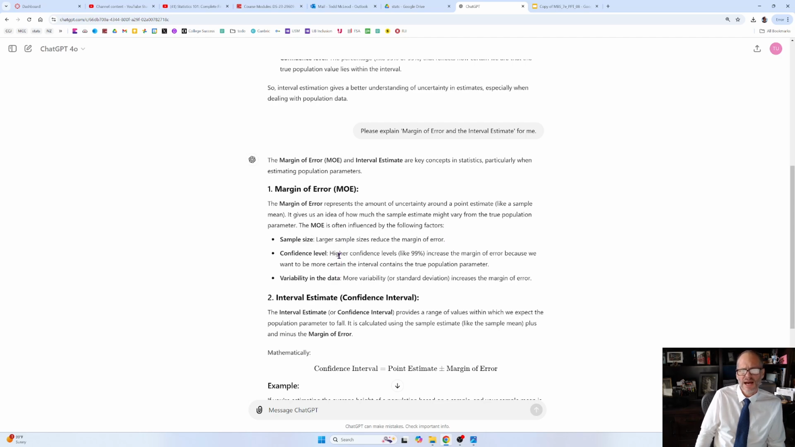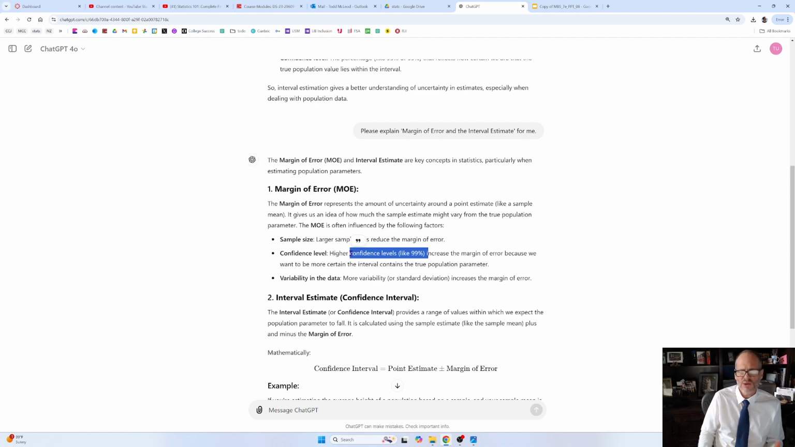Confidence level. Higher confidence levels, like 99%, increase the margin of error because we want to be more certain the interval contains the true population parameter. If I have like 99% confidence, I have 99% confidence that the mean height for humans is somewhere between 1 foot and 10 feet.